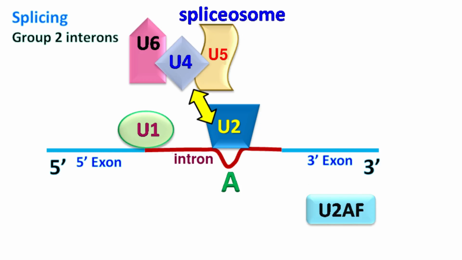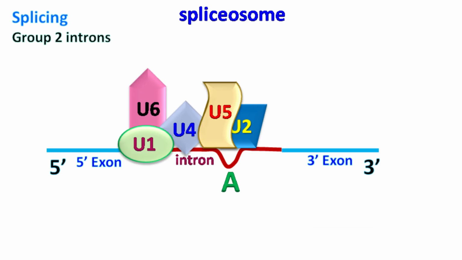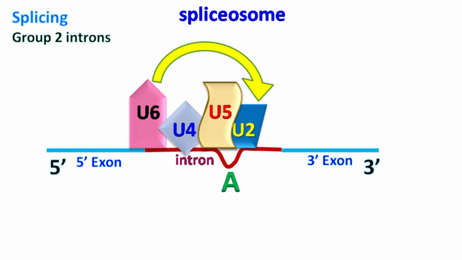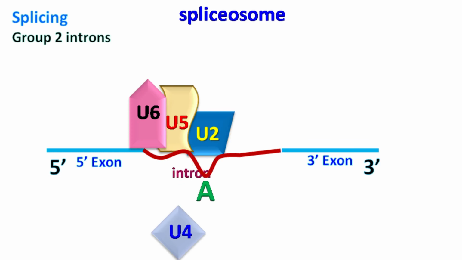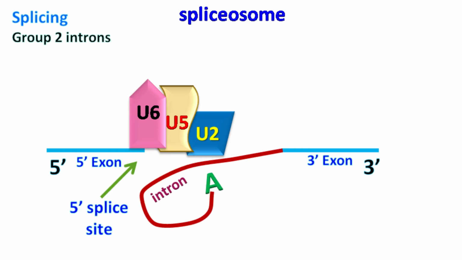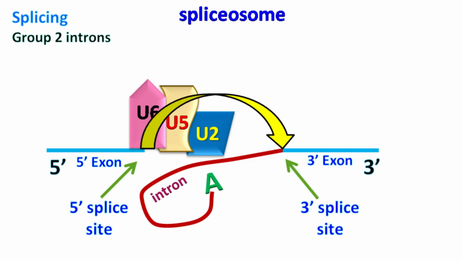Next, U2AF is released and U2 snRNP further recruits U5, U4 and U6 snRNP. The U6 snRNP tries to occupy U1's position, hence U1 is released. The U6 then tries to interact with U2. During this interaction, U4 is released. The interaction between U6 and U2 triggers two reactions. First, there is a formation of a loop or the lariat by the 5' splice site and the adenine at the branch site. And second, there is a reaction between the 5' exon and the 3' splice site, completing the splicing reaction.